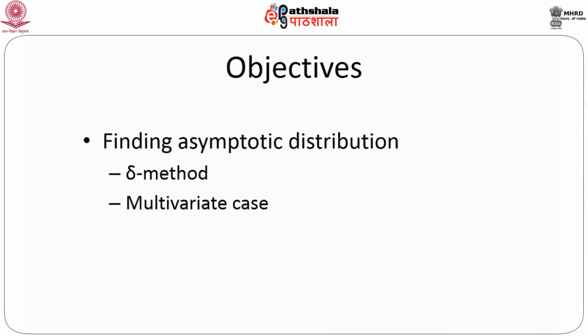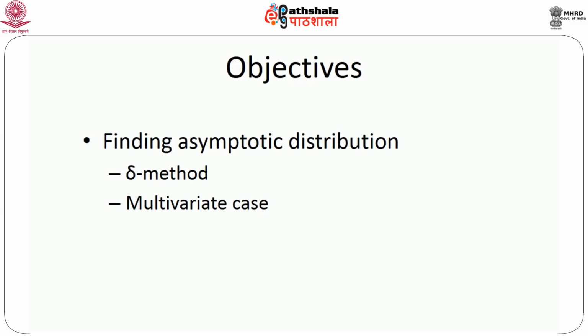The basic objective of today's talk is to find a general theorem for finding the asymptotic distribution of a test statistic which is otherwise very difficult to get, but this is only for large sample size. The most important and commonly used method is known as the delta method. We are going to state and prove it, and also extend it to the multivariate case, that is, sequences of random vectors or functions of random vectors.